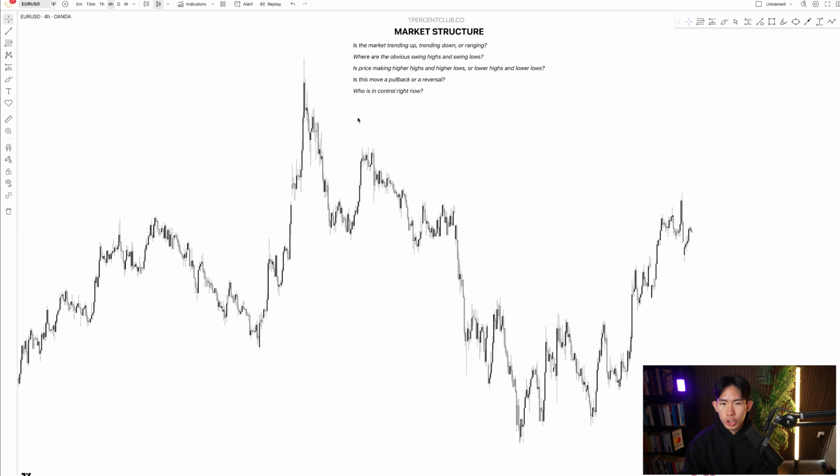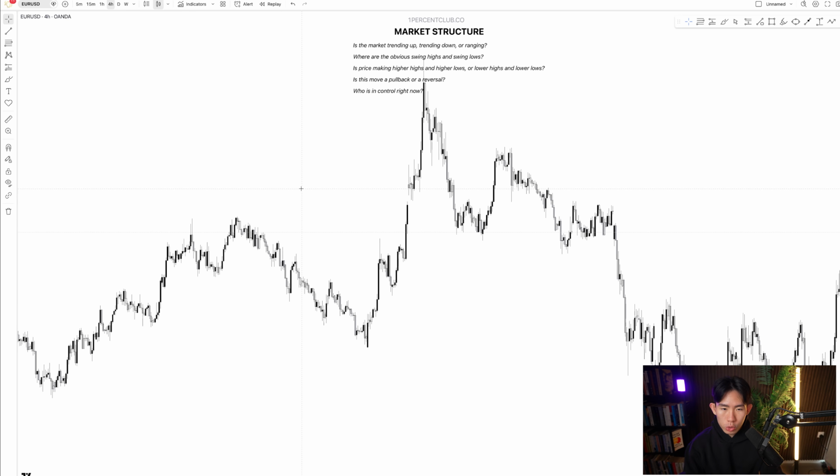When you open a blank chart just like this, you want to ask yourself these few questions to determine the market structure and the trend direction. Is the market trending up, down, or sideways? Where are the obvious swing highs and swing lows? Is price making higher highs and higher lows, or lower highs and lower lows? Is this move a pullback or a reversal? Who is in control of price right now?